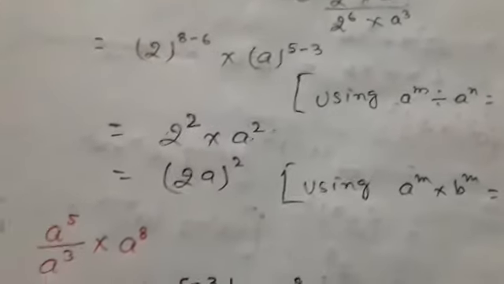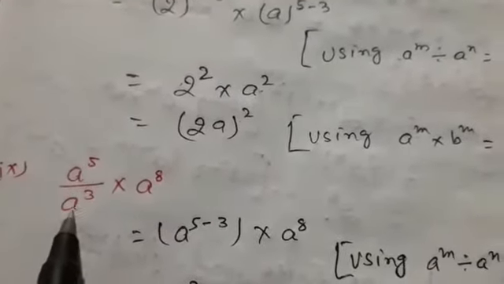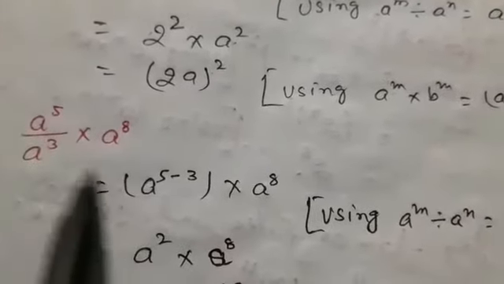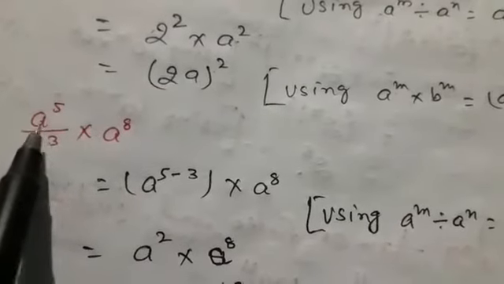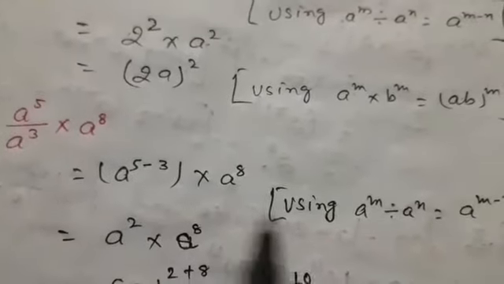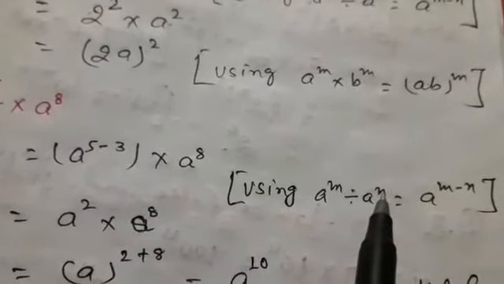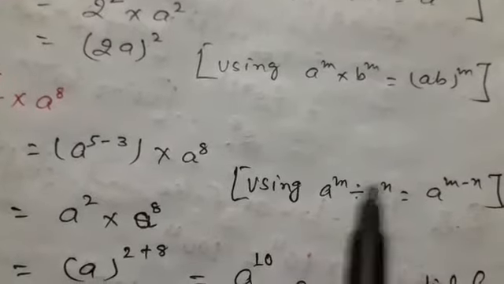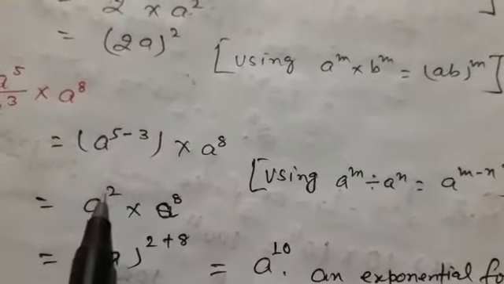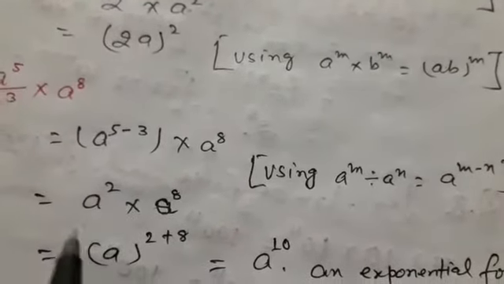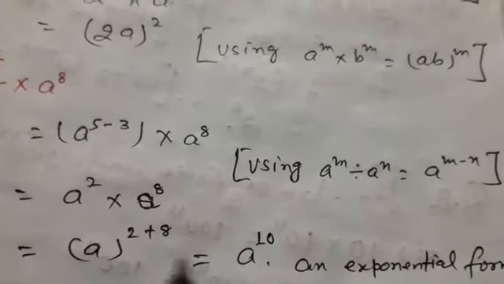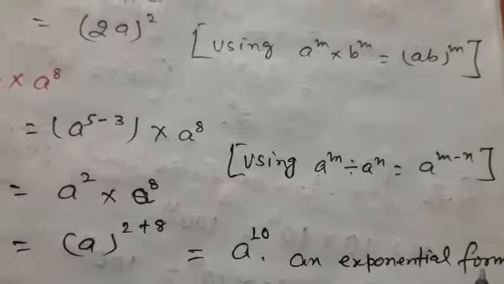Next is a to the power 5 by a to the power 3 multiply a to the power 8, which is equal to a to the power 5 minus 3, because a to the power 5 is divided by a to the power 3, using a to the power m divided by a to the power n is equal to a to the power m minus n. Like this, a to the power 5 minus 3 is equal to a square, multiply a to the power 8, which is equal to a to the power 2 plus 8, which is equal to a to the power 10. It is an exponential form.